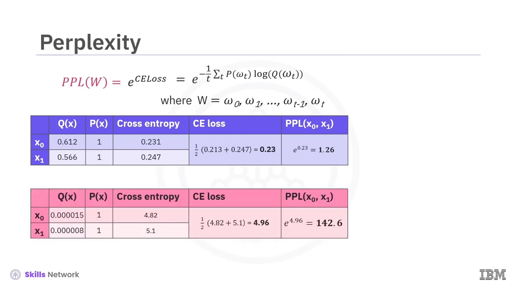Let's look at an example to see how to calculate perplexity. Suppose you have another model with less accurate predictions, as shown. By applying the exponential function to the new loss value, you get 142.6. You can see that the exponential function makes the difference clearer. Lower perplexity values indicate better performance.